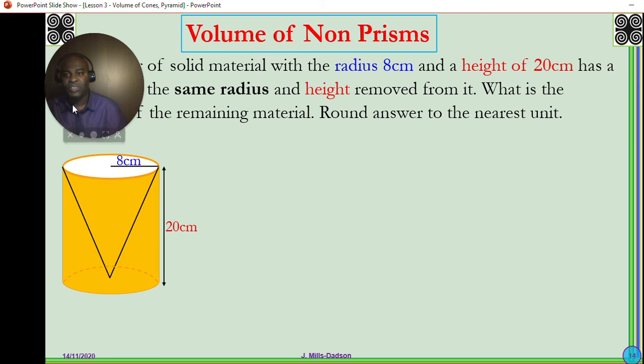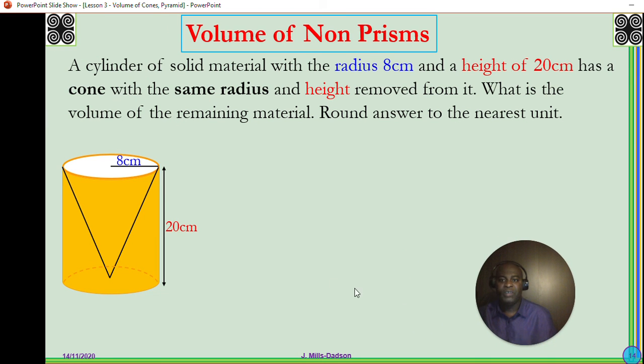Let's look at an exam question. We have a cylinder of solid material with a radius of 8 cm and a height of 20 cm. It has a cone with the same radius and height removed from it. So this cylinder has a height of 20 cm and a radius of 8 cm. Then we create a hole inside the cylinder, and the hole is in the shape of a cone. The cone also has a radius of 8 and a height of 20 cm.